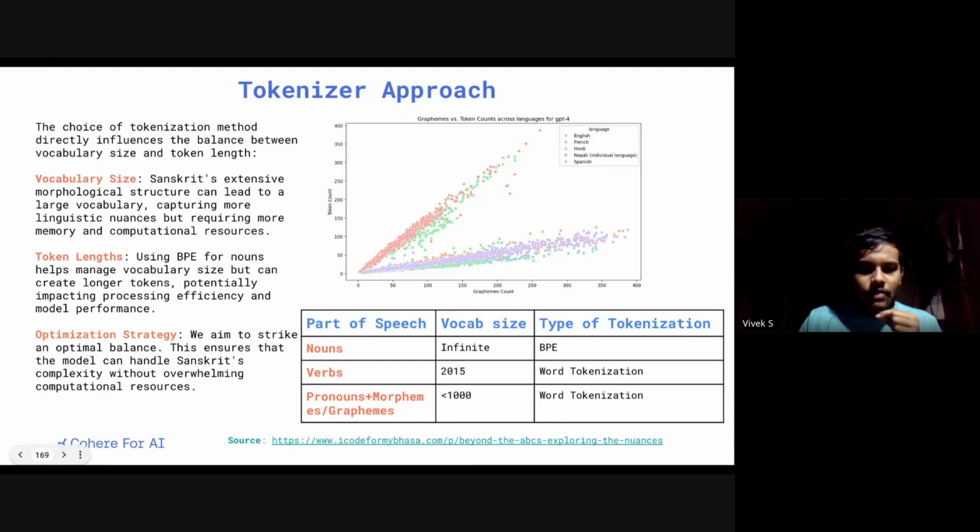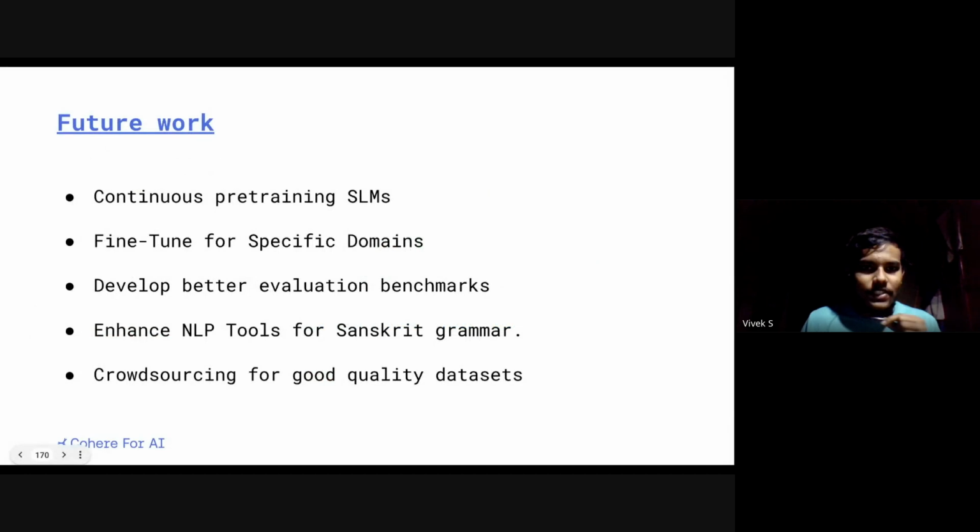And here in the image, you can see the graph of graphemes versus the token count. Indic languages like Hindi, which follow the same script as Sanskrit, have a much higher token count for the same grapheme count. Next slide, please. Yes, so that was our work for 6 weeks.